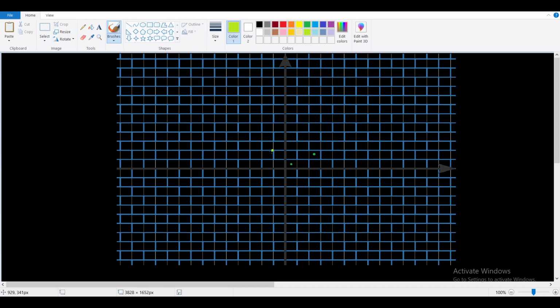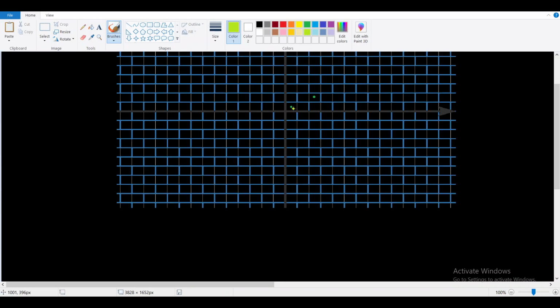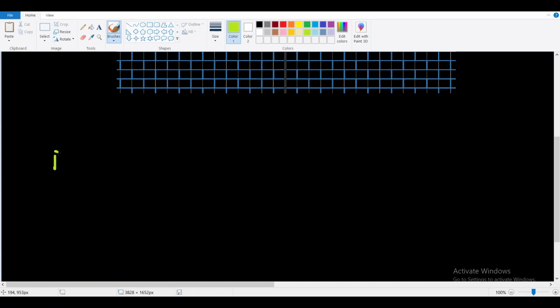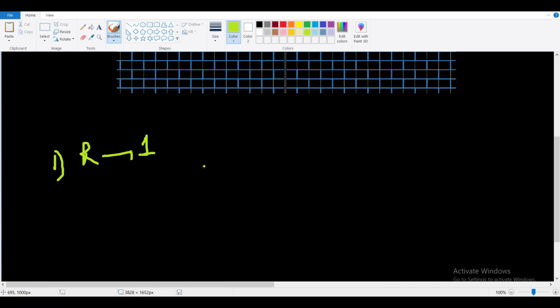The first observation I made is that at one jump, when we are jumping from one tile to another tile, the row number is modified by 1. This is the first observation.